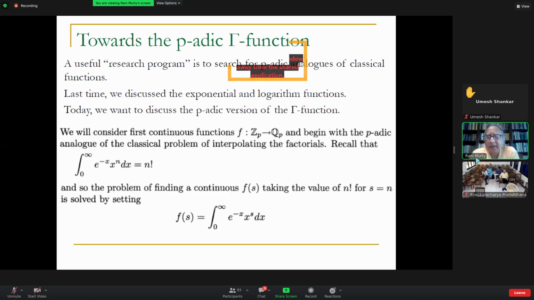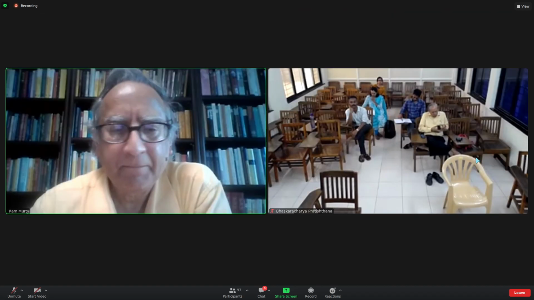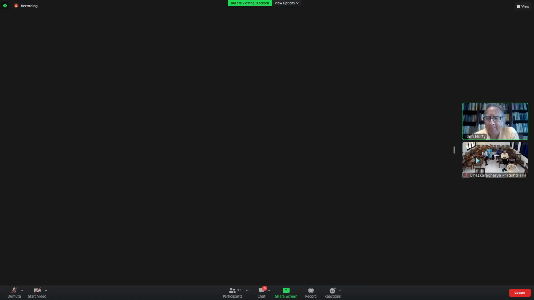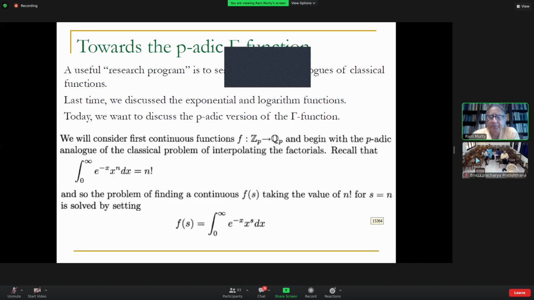Now I'm noticing that there's this window that keeps showing up. So I'm just going to stop share and start sharing again, if you don't mind. Let me just do that. Okay, so hopefully that window will disappear.